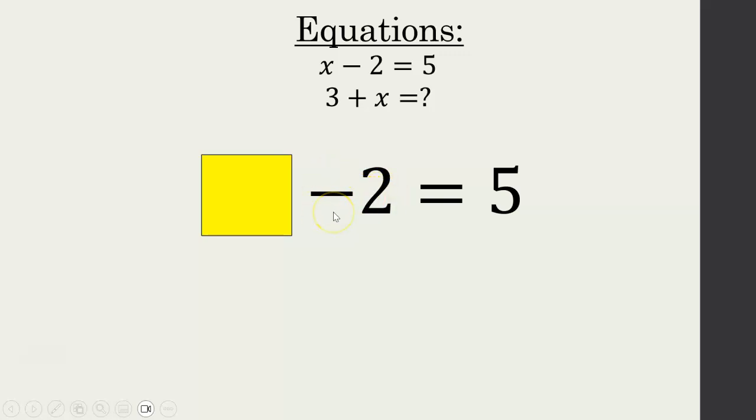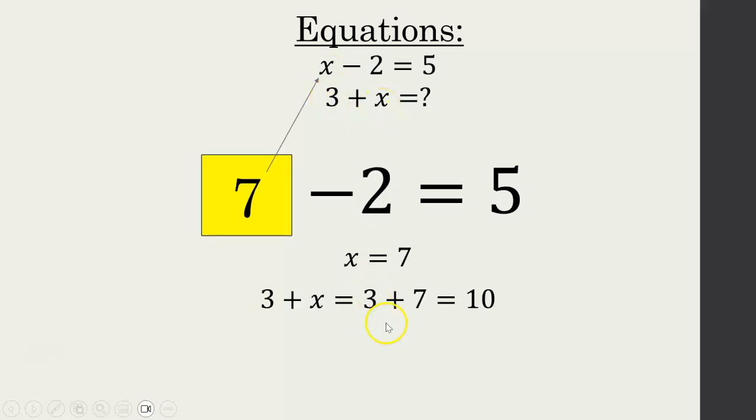That's going to be 4. What about 7? 7 minus 2 is equal to 5? Yeah. So that means that 7 is equal to x. So I know x is equal to 7. So what's 3 plus x? That's the exact same thing as saying 3 plus 7.